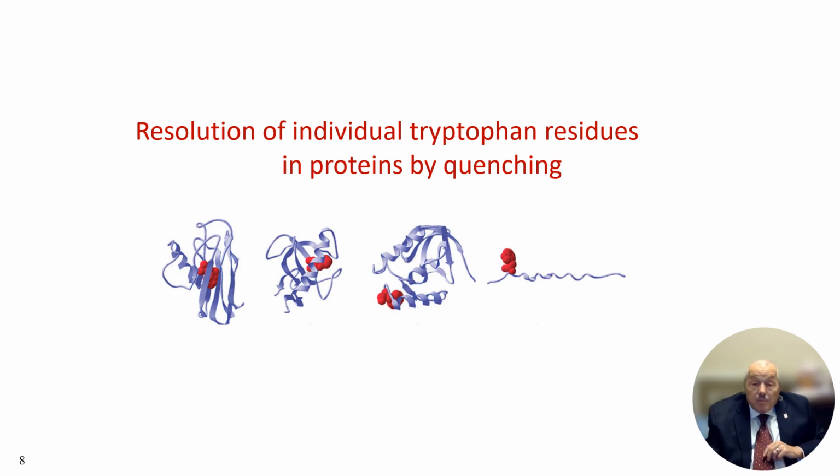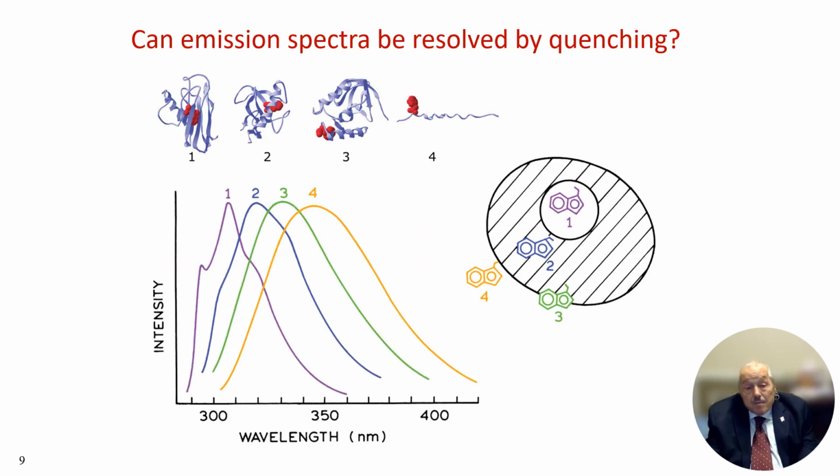Let's ask a more complicated question. Can we use the quenching to resolve the individual tryptophan residues in a protein? This is what we did in the first slide with apoazurin, where, because of the very large difference between the accessibilities, you could immediately see that one was quenchable and one was not. The answer to this question as to whether we can do it is partially true, partially false.